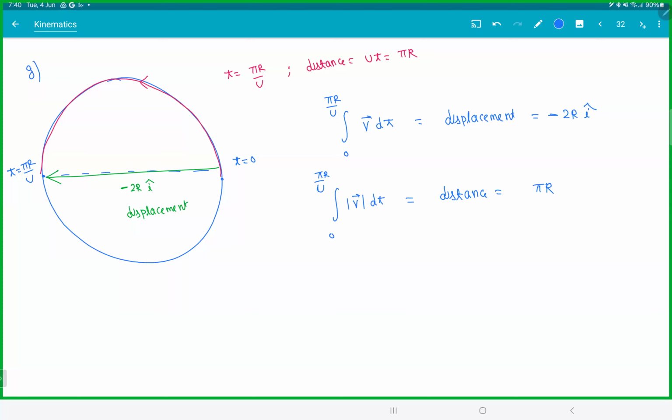V bar dt is displacement. Mod v dt is distance traveled. In pi r by u, the particle will complete half a circle. So displacement is going backward, minus 2r I cap. Clear? I hope now you're getting the difference between differentiating a mod and differentiating a vector. They're completely different things. But let's do one more question, you'll get a hang of it. I hope everyone got this question. You should definitely try this on your own again. It's a good one. Turning the page. Next one. Any doubts on this?